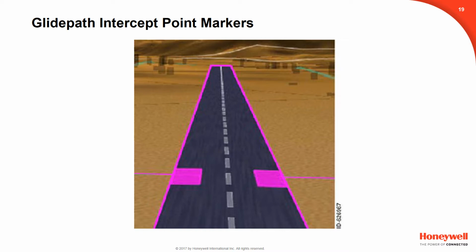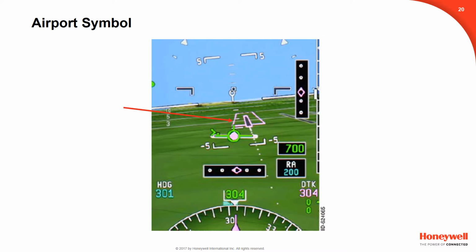The markers represent the glide path intercept point on the runway and serve as a reference point for the flight path symbol, or FPS. As the aircraft follows the defined glide path to the runway, the flight path symbol lines up with the markers. The airport symbol marks the FMS selected arrival runway. This symbol allows the pilot to easily identify the location of the selected arrival runway in the displayed terrain picture while the aircraft is still far away from the runway.